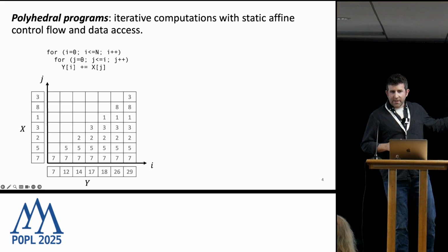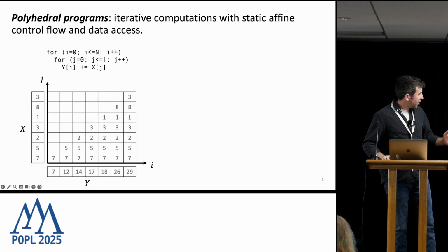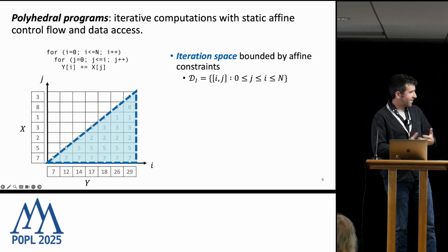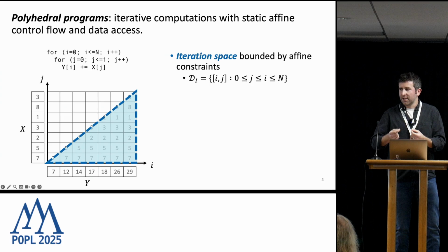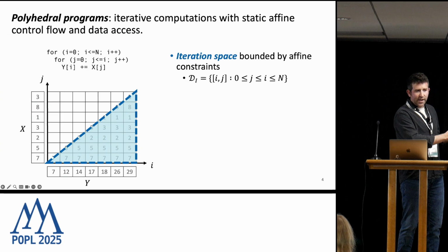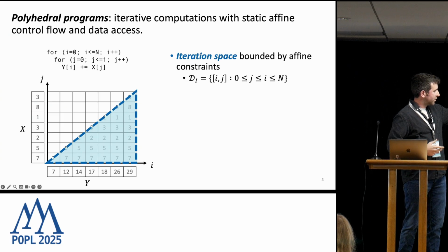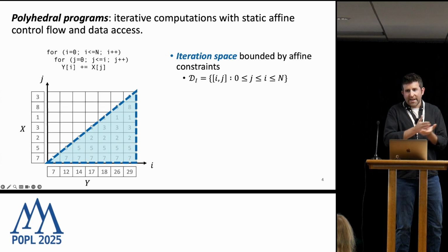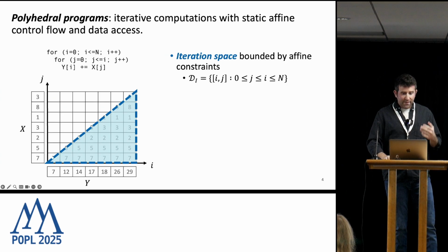This is the same prefix sum example that I showed you at the beginning. We have this iteration space that's defined over this triangular domain, and we think of each point inside this domain as having some computation. And we can write this set of points, i and j, that comprise this domain in a nice closed form as a set of finitely many inequalities. So we have this domain that describes the iteration space.